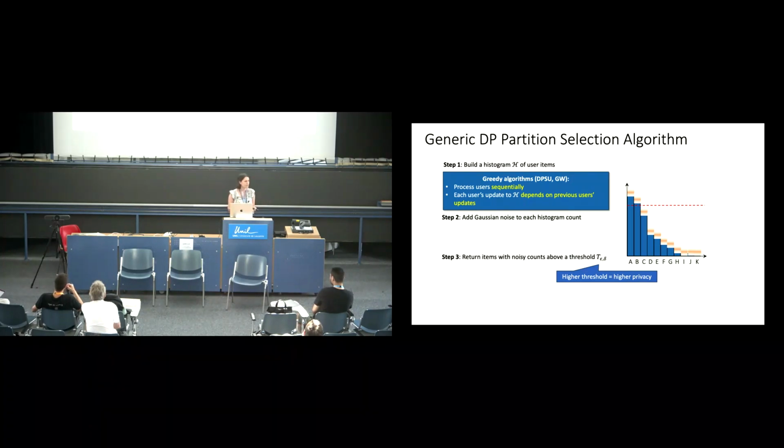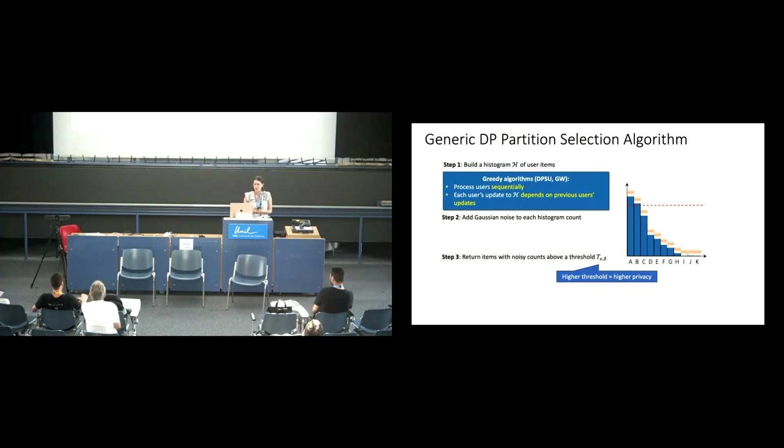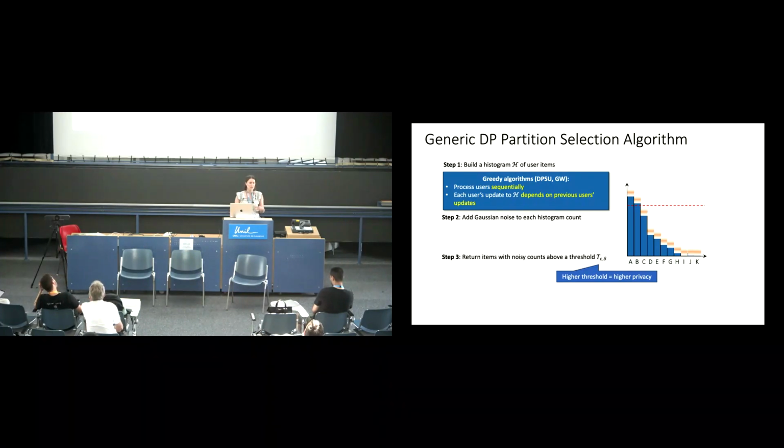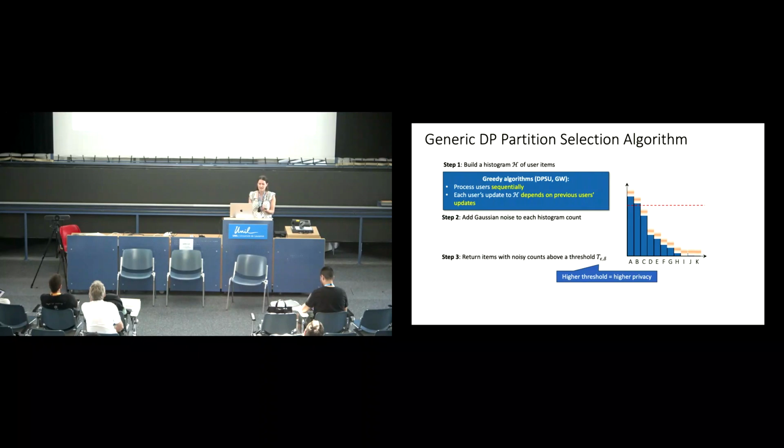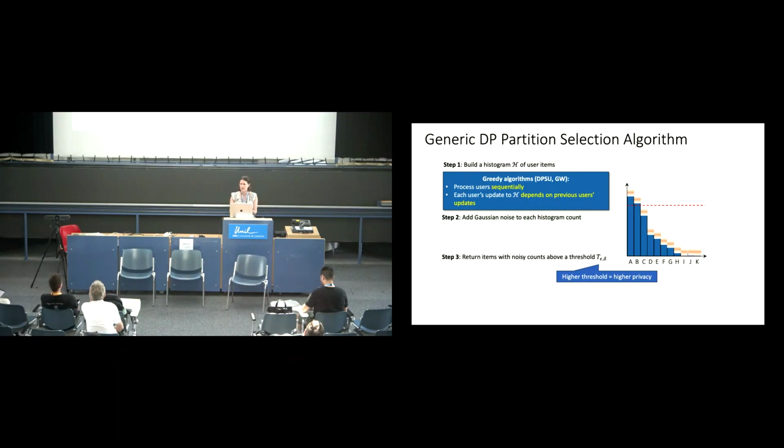So this is the basic format that all the prior work follows, and these greedy algorithms get better accuracy by processing users one by one and allowing users to update the histogram depending on the current state of the histogram. So they get better accuracy this way, but unfortunately, just by design, step one can't run in parallel for these greedy algorithms.